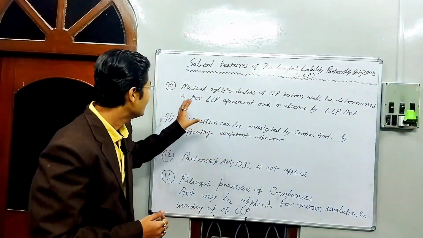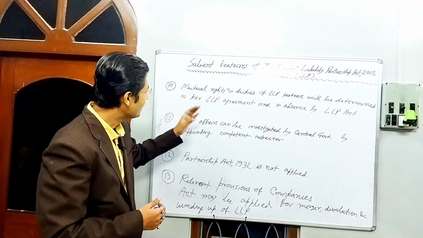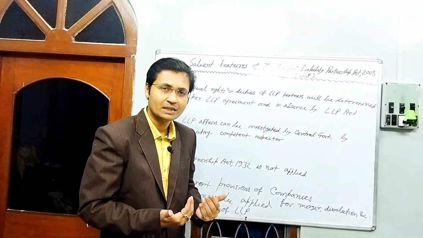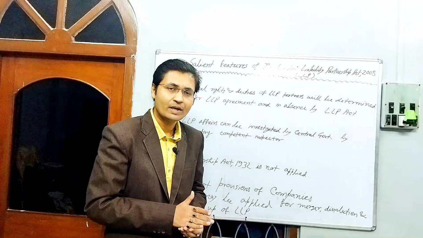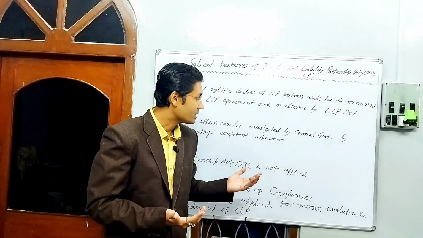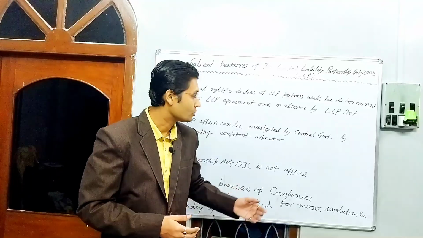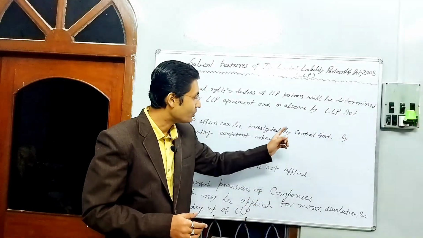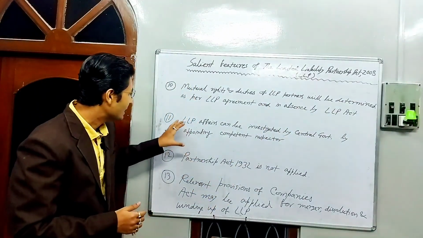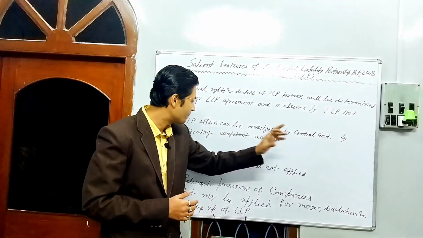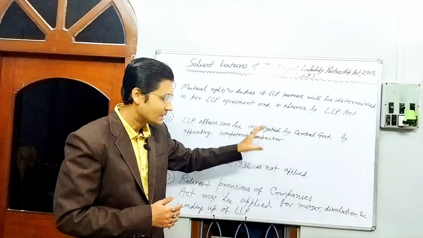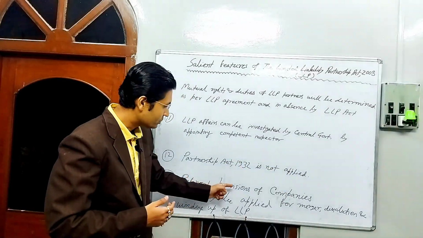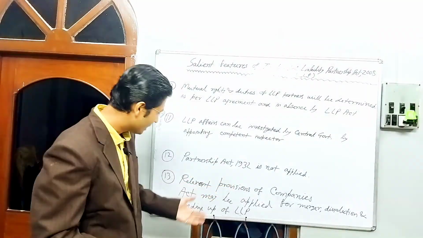So, as I have stated, mutual rights and duties of the LLP partners will be determined as per the LLP agreement and in absence by the LLP Act. That means there is a question of flexibility. Law is not rigid. So, flexibility is provided that the LLP partners can determine their mutual rights and duties in pursuance of the LLP agreement, but in case of any absence, if it is not clarified there, then the LLP Act will determine it. And next, LLP affairs can be investigated by the central government by appointing the competent inspector, and the Partnership Act 1932 is not applied therein, and relevant provisions of the Companies Act may be applied for merger, dissolution and winding up of the LLP.